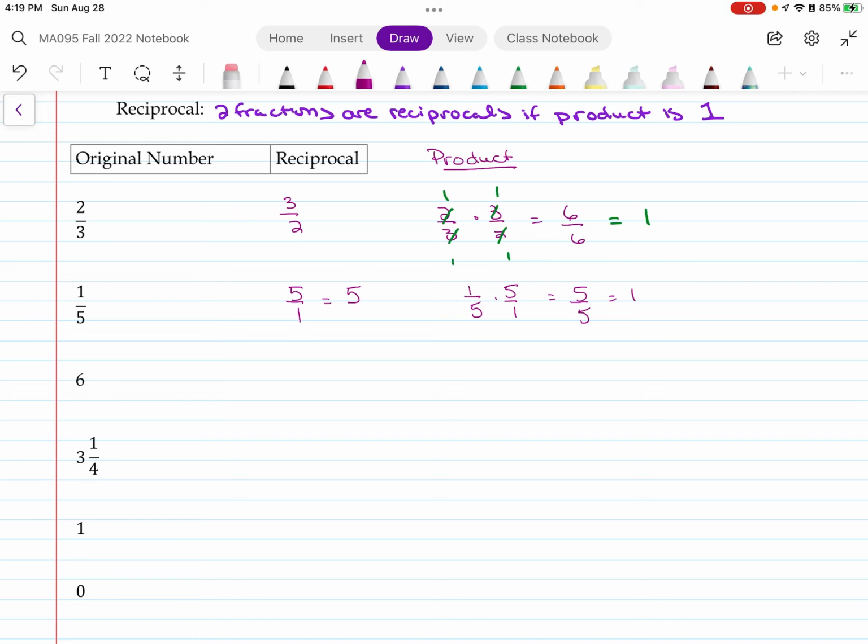All right, how do you take the reciprocal of a whole number? A whole number is over 1, so that means its reciprocal looks like that. And again, if you multiply those two together, you just get 1.